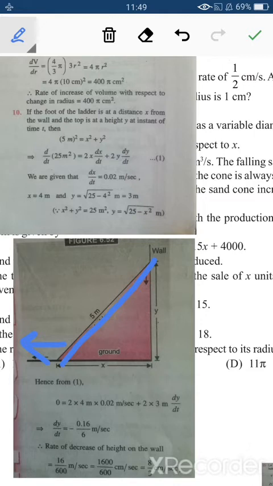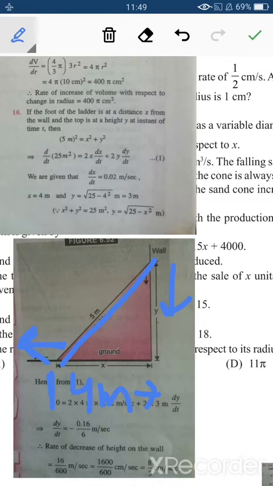How fast is its height on the wall decreasing? When we pull this ladder away from the wall, its height will gradually decrease. So we have to find the height on the wall when the foot of the ladder is 4 meter away from the wall. It means when the distance from the wall is 4 meter, what is the height at that time? This is what we have to find.